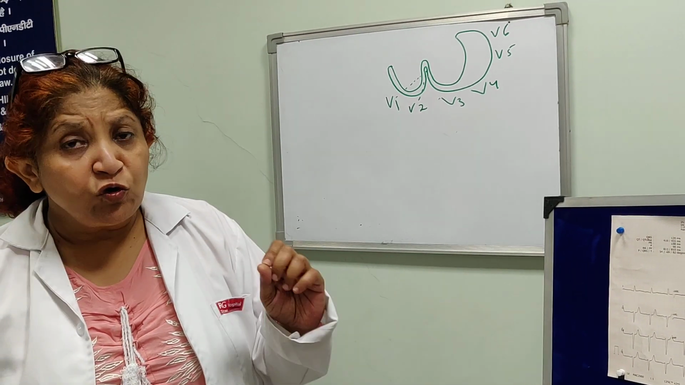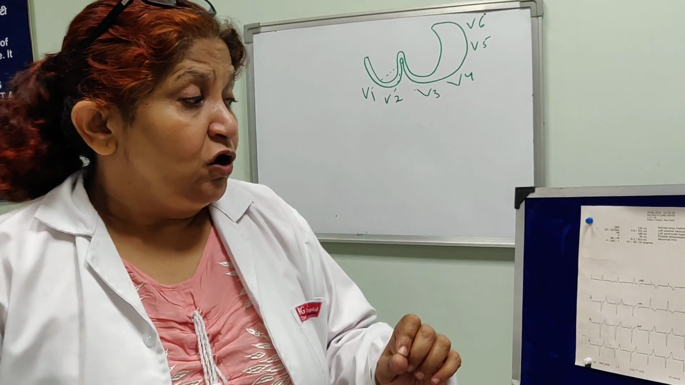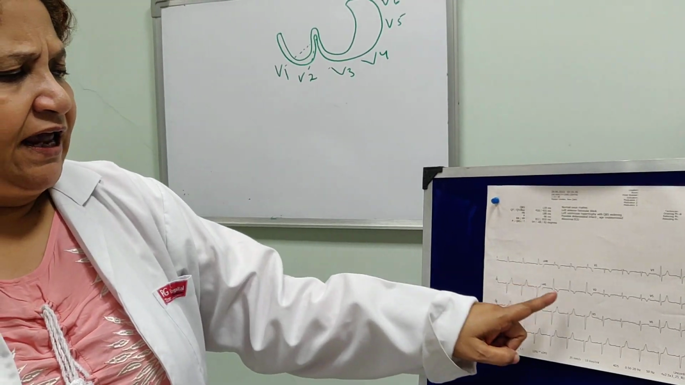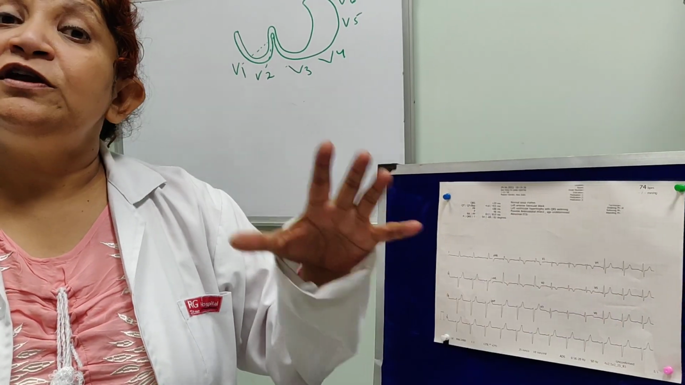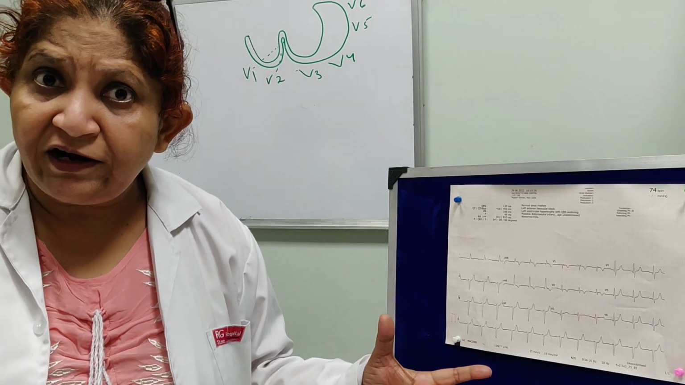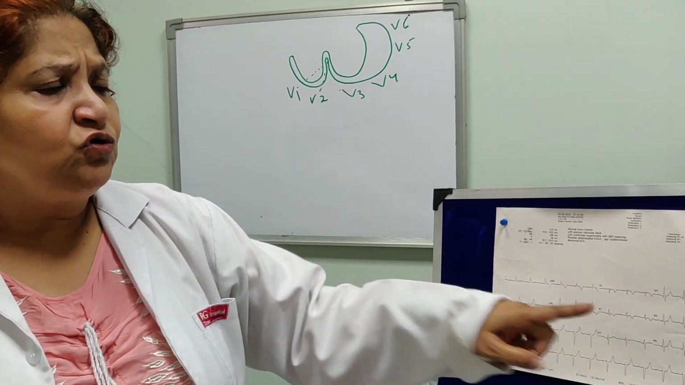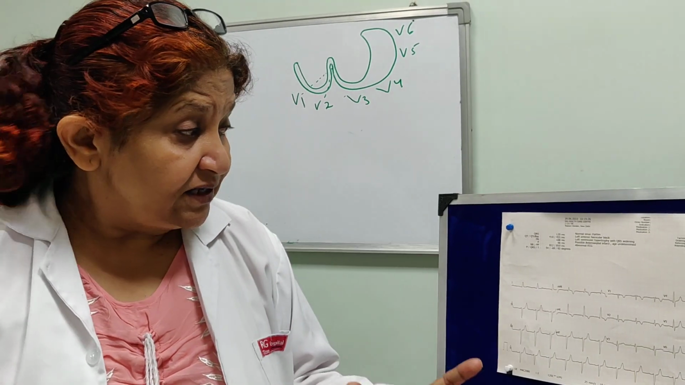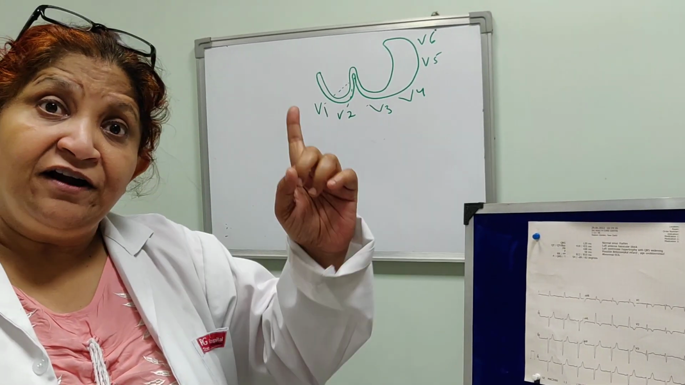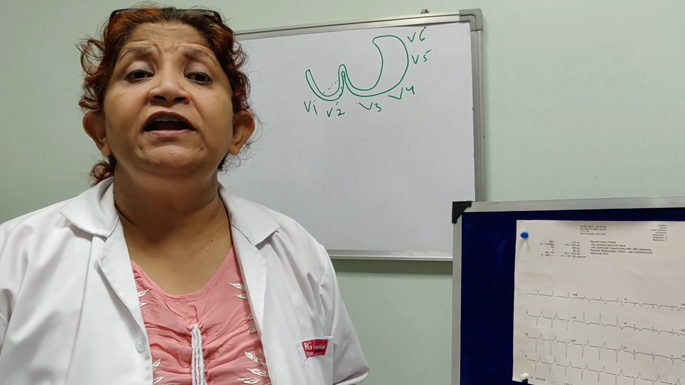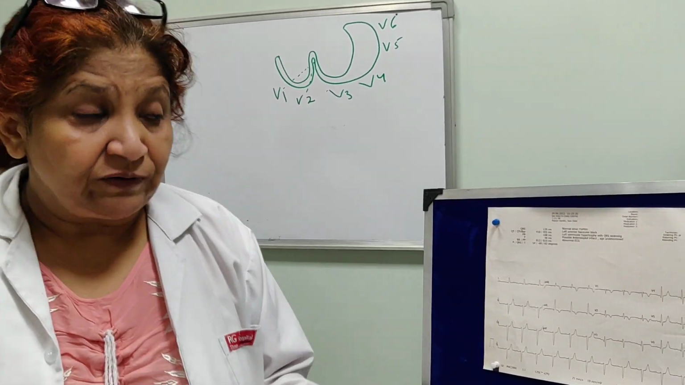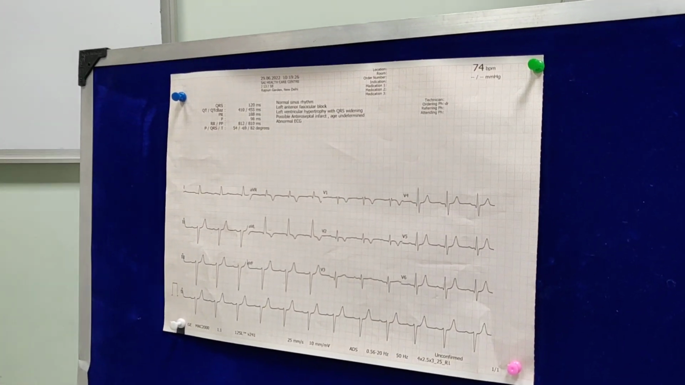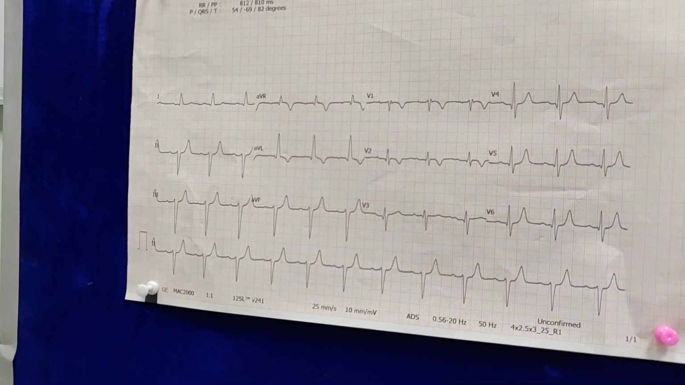So if I have to group leads, again 2, 3, AVF represent inferior leads; 1, AVL, V5, V6 represent lateral leads or lateral myocardial infarction; V1, V2 represent septal leads; V3, V4 represent anterior leads. And high lateral will be 1 and AVL. 1 and AVL will be high lateral leads. This is how you are going to interpret.